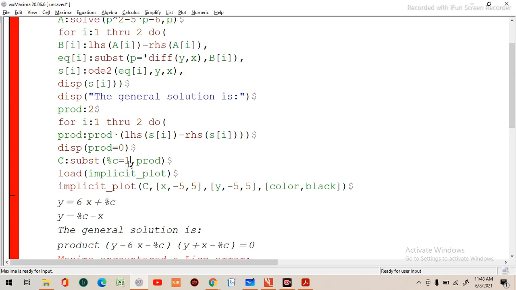Is it fine? Okay, now observe the graph here for the c values.